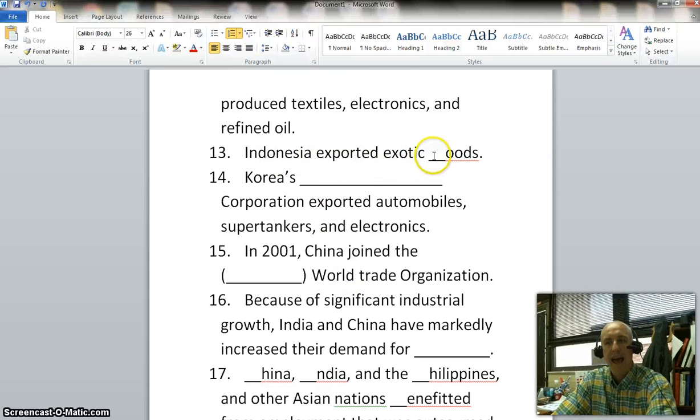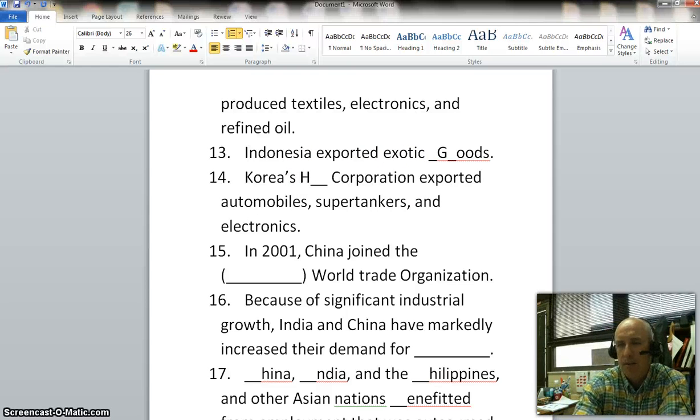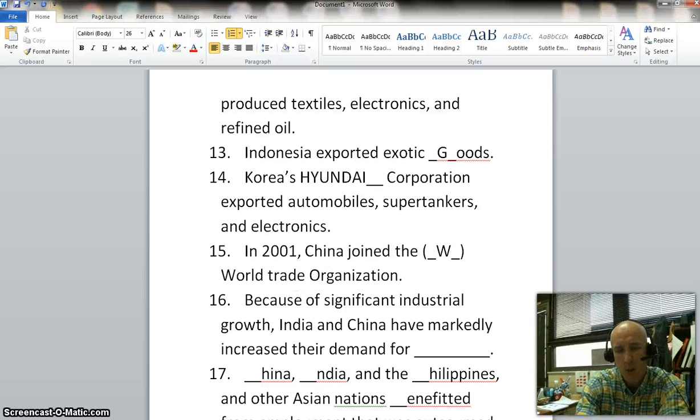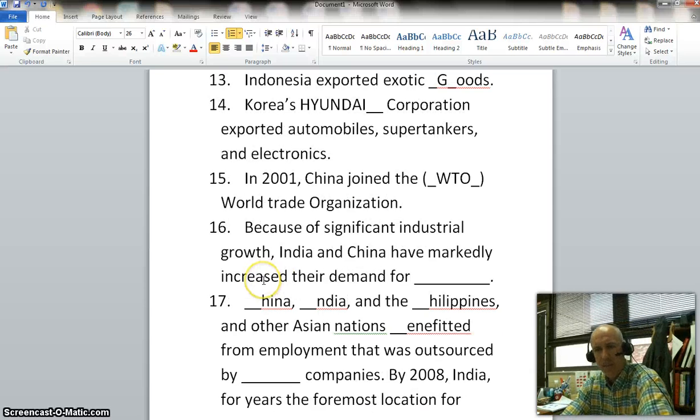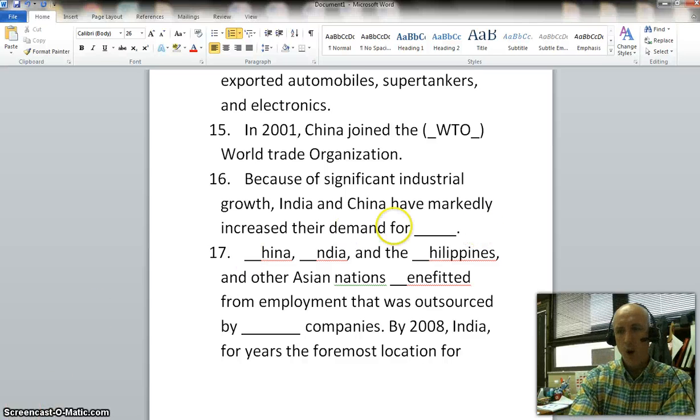Indonesia exported exotic goods. Korea's company, anybody know the name of the car company? Hyundai. Hyundai Corporation exported automobiles, supertankers, and electronics. In 2001, China joined the World Trade Organization. Because of significant industrial growth, India and China have markedly increased their demand for oil.